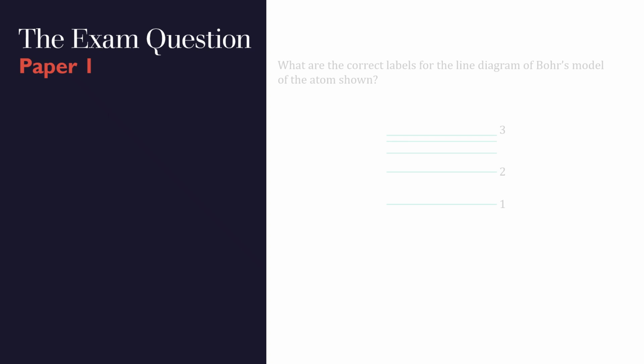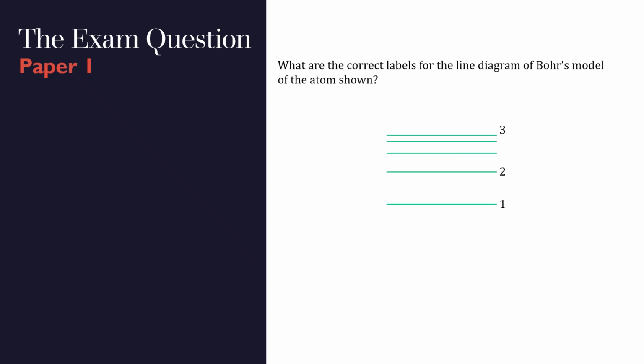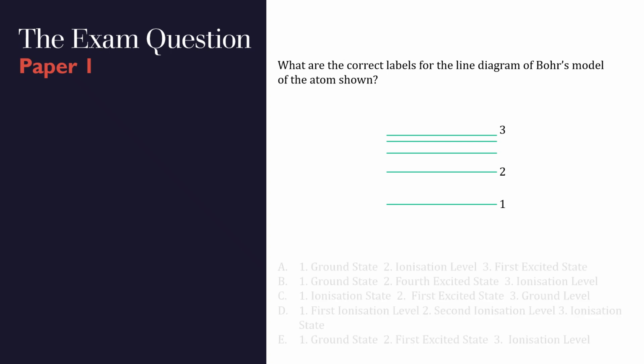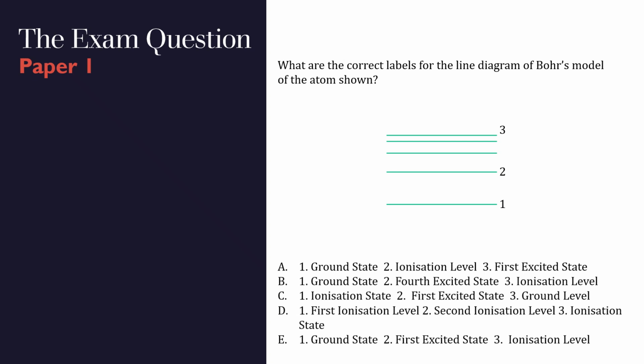So here is a question that may appear in section 1 of the Physics Higher paper. What are the correct labels for the line diagram of Bohr's model of the atom shown? And then we will have some options A to E.